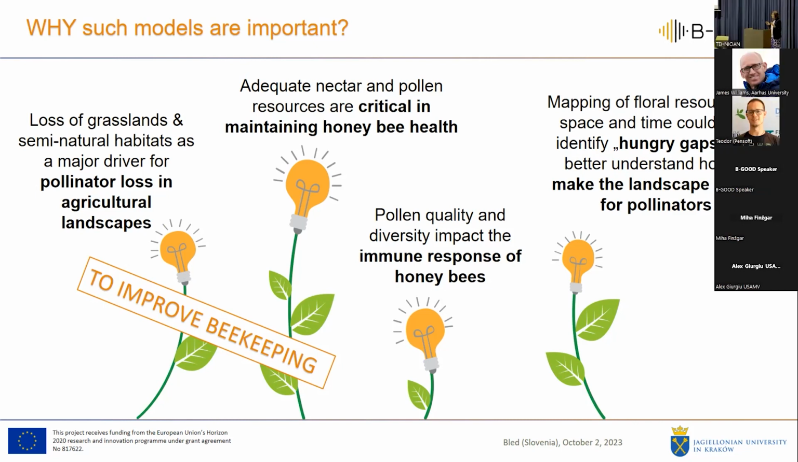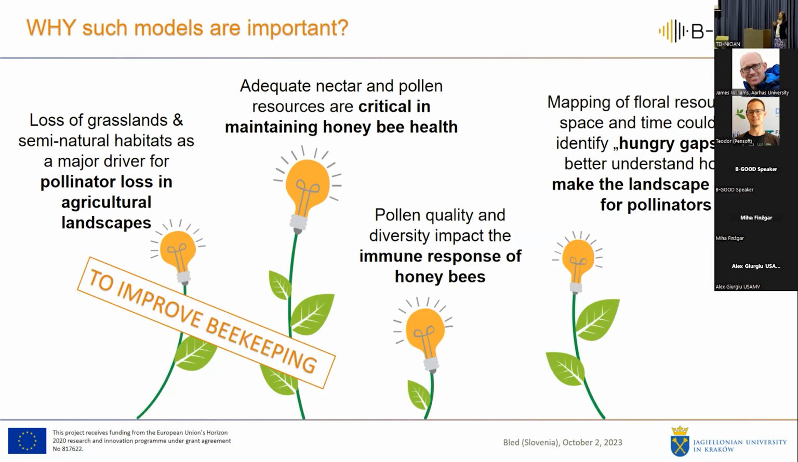The other important thing is, as you all know, that adequate nectar and pollen resources are crucial for the healthy status of our bees. So it is really important that not only the quantity, but also the quality of the resources is good. There are a lot of studies showing that pollen quality and diversity impact the immune response of honeybees.